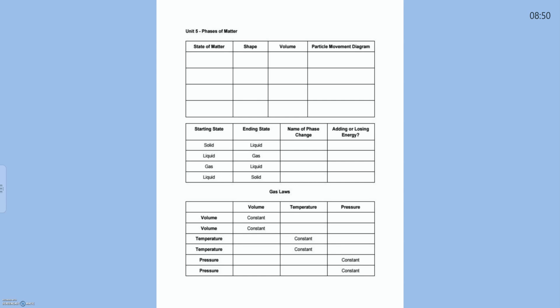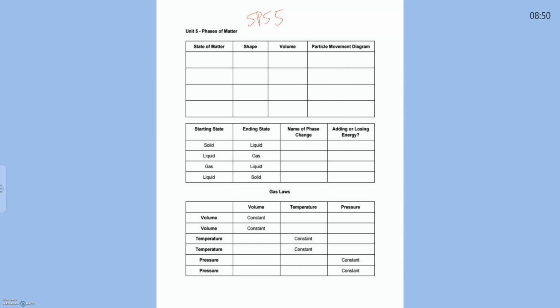Alrighty, so this is Unit 5 over Phases of Matter. This matches Georgia Standards of Excellence SPS5. This unit is looking at phases of matter, which is something that you've been doing for a really, really long time. But for the purpose of this unit, we're really looking at particle arrangement and particle movement.